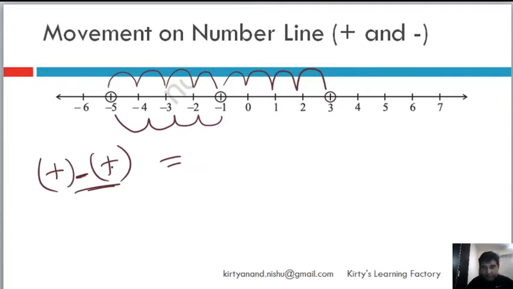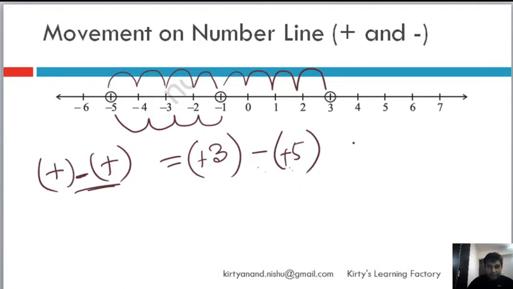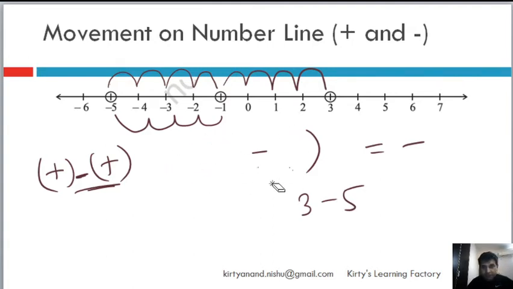Basically you just write the integers as they are. So for example, if I am writing 3 minus 5, both of them are positive integers. Basically what I am doing is, it is plus 3 minus plus 5, so minus plus will be minus, so it will be 3 minus 5. Okay, we had learned this, if you remember, in the class 6th integer video.